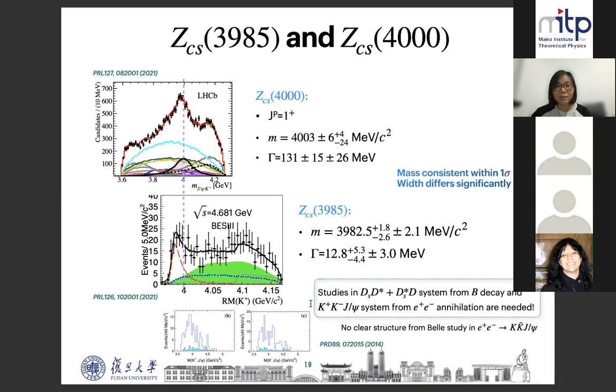It is interesting to mention that using the ISR technique, Belle studied the K K J/psi process, and in the K J/psi invariant mass, it seems there is no very clear structure, but the statistics are not very high, and this can be further improved in future experiments.